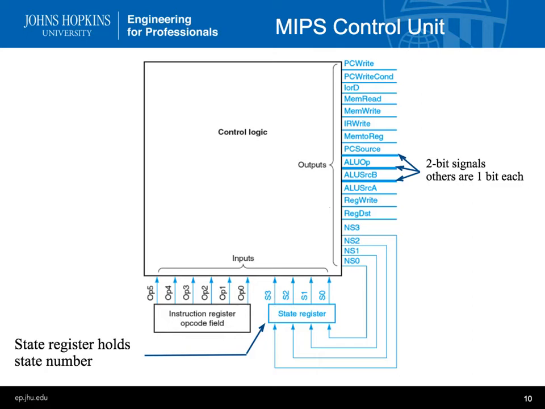Again, we've seen this. So this is our actual control unit. So our input is going to be what state we're in and the opcode, and these are our outputs. So I kind of just talked about these outputs. Are we writing a new value of program counter? Is there a conditional write? Are we doing something with instruction or data memory? Are we reading from memory? Are we writing to memory? And so on.